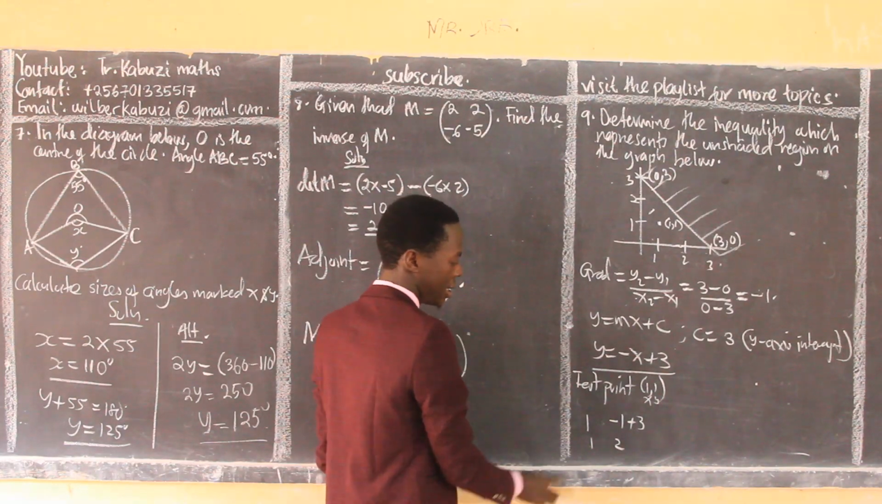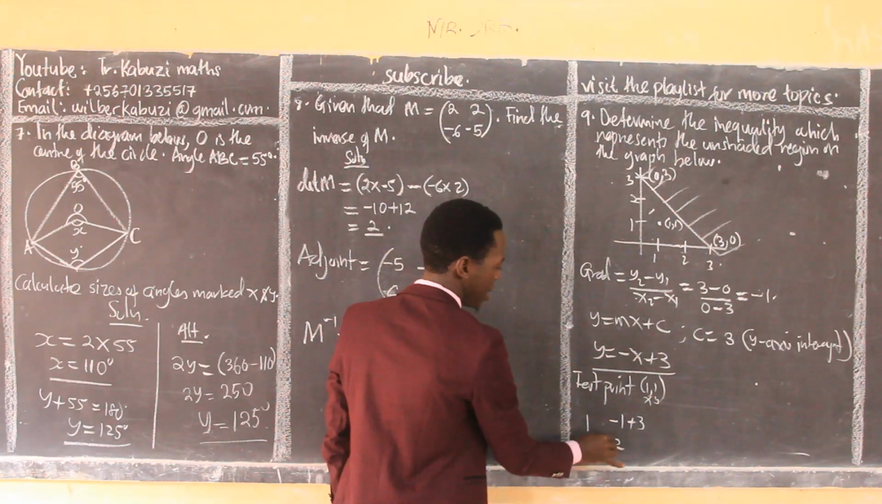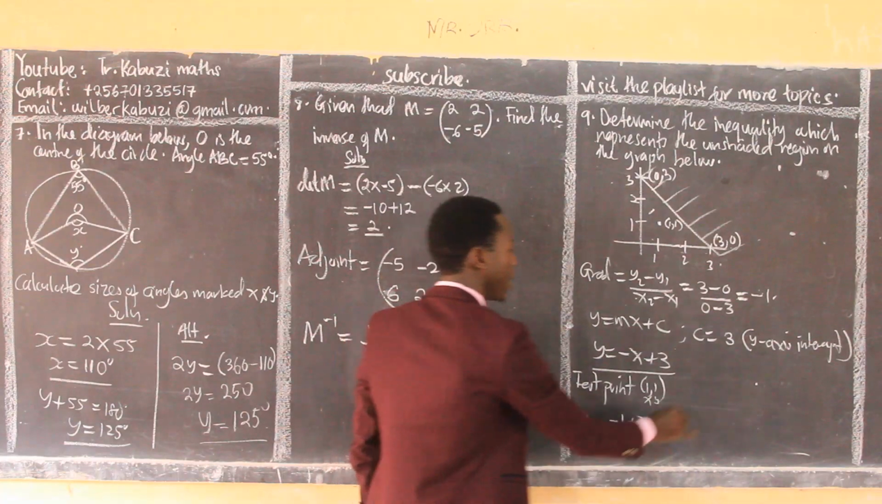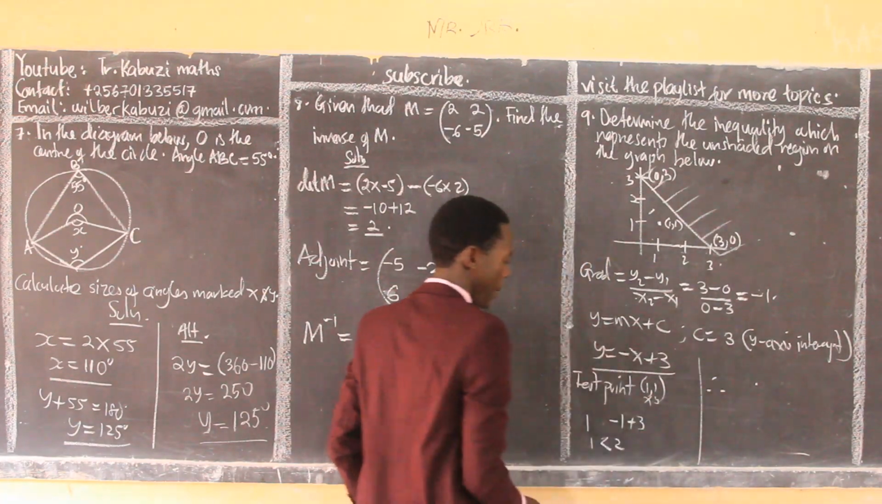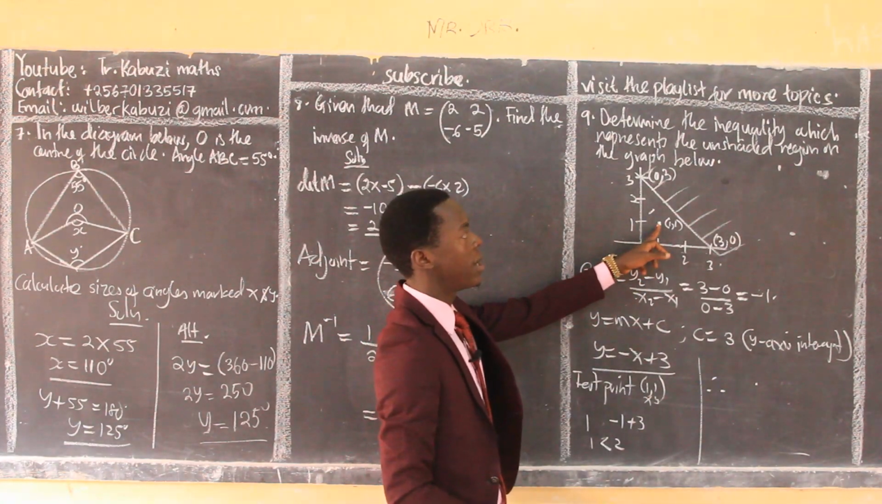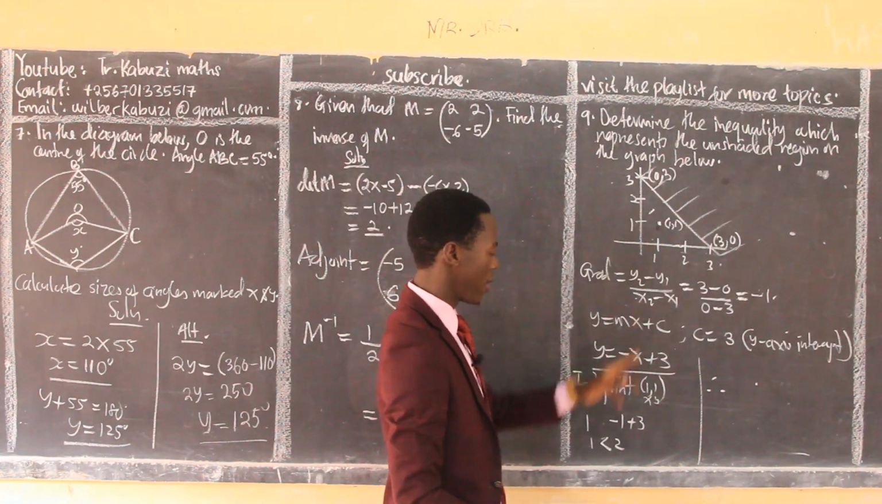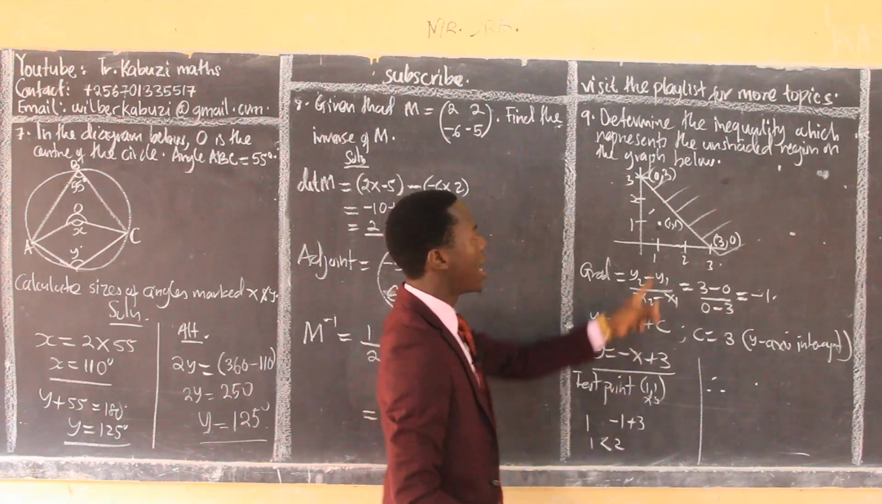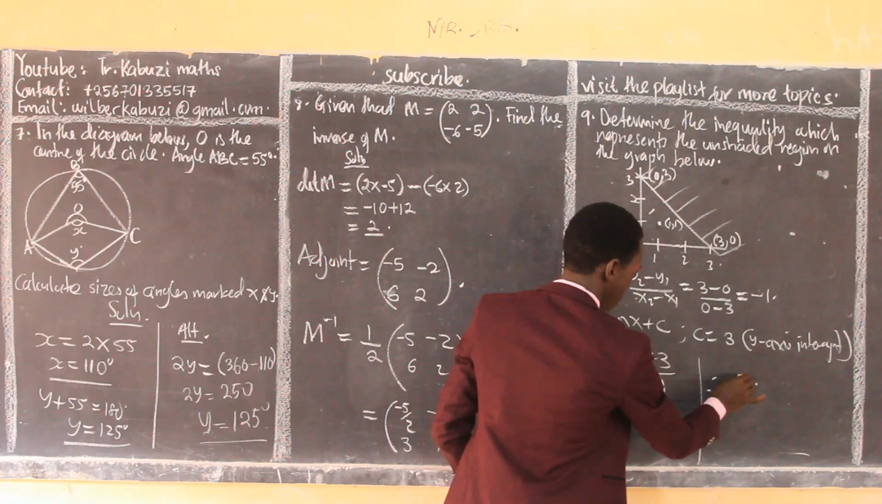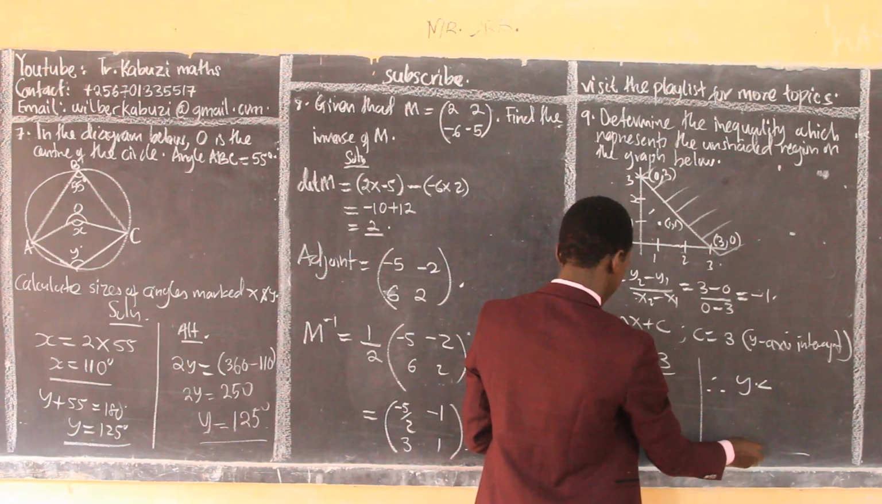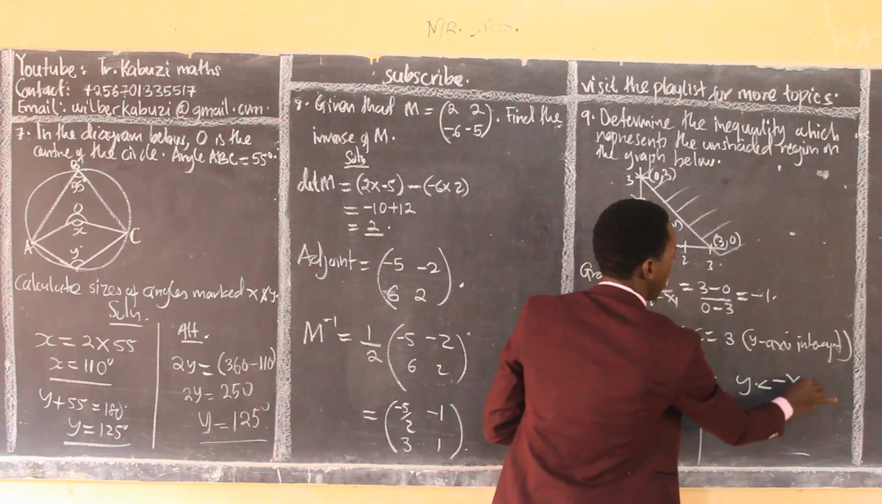Which sign is that? 1 is less than 2. So therefore my inequality means that this is the wanted region. So it's the unshaded. I got this point from the unshaded. The inequality that satisfies there is this. And so I have y less than negative x plus 3.